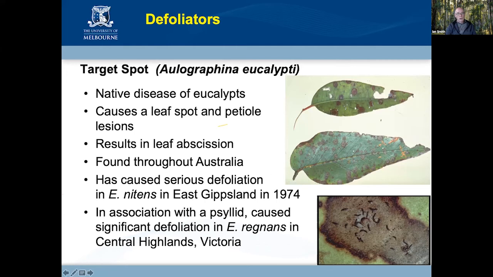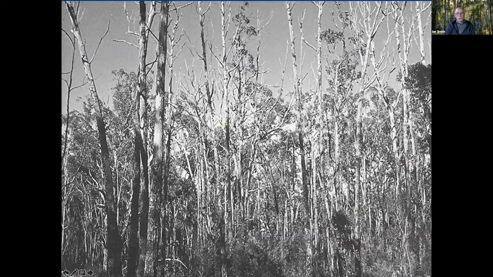Again, in 1974, it caused extensive serious defoliation up here. I'll show you in the next slide Eucalyptus nitens in East Gippsland in 1974. And in association with the psyllid, it caused significant defoliation in E. regnans in the Central Highlands. So it seems to work in combination with the psyllid. So this is what the defoliation on the Errinundra Plateau was like in 1974, all caused by Aulographina.